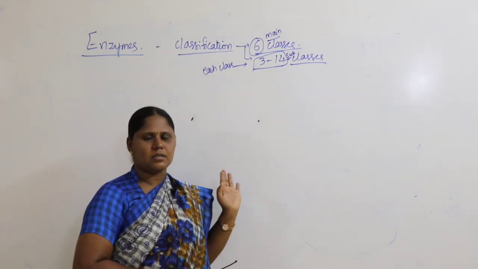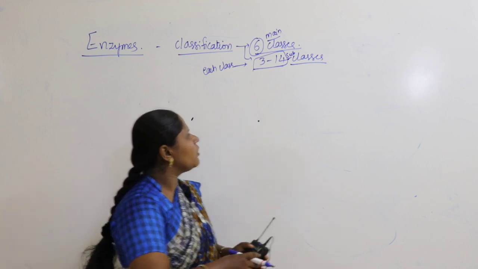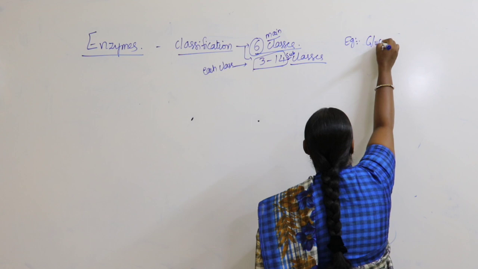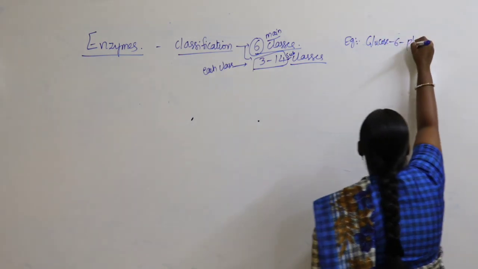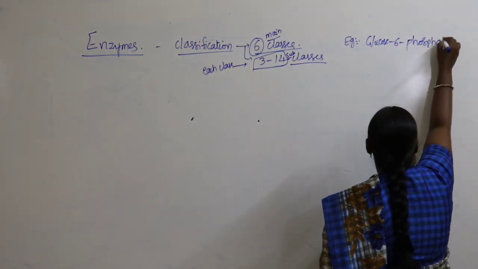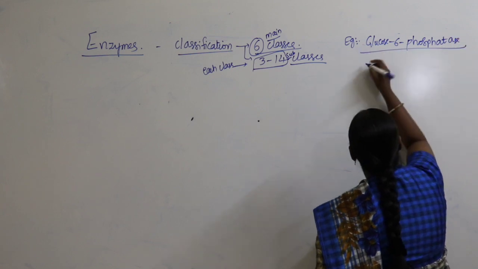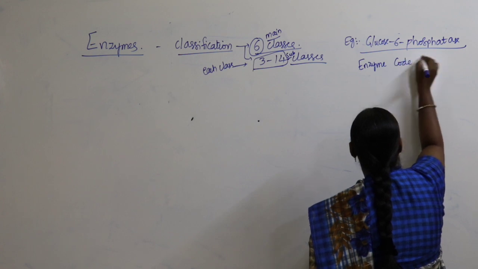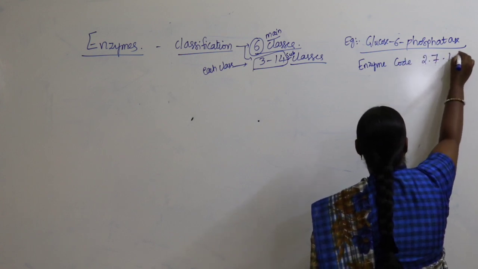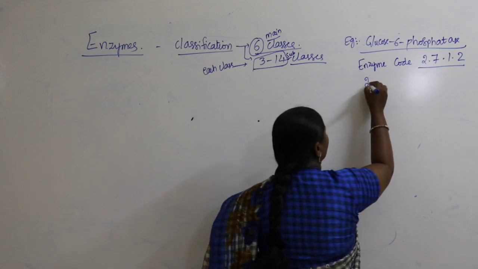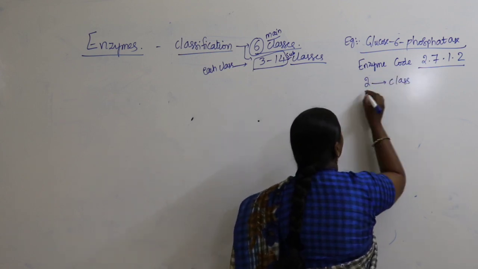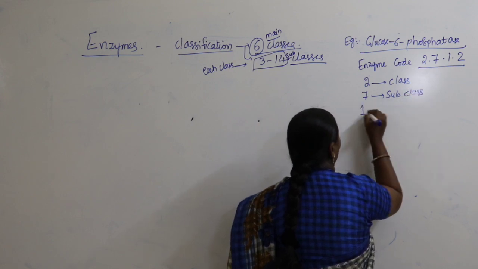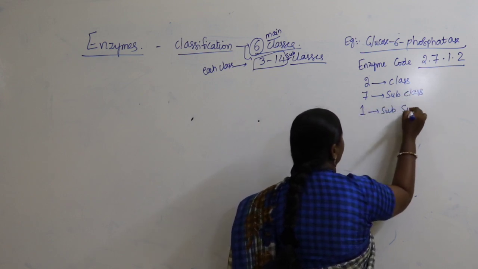Now, if you take the subclasses, for the last class, if you observe carefully, we studied glucose 6 phosphatase. Glucose 6 phosphatase has an enzyme code 2712. So, here 2 refers to class, 7 refers to subclass, 1 refers to subclass.